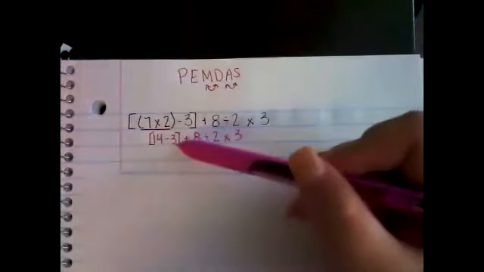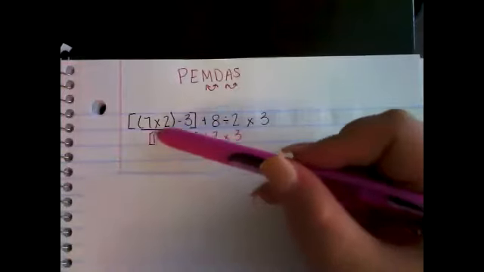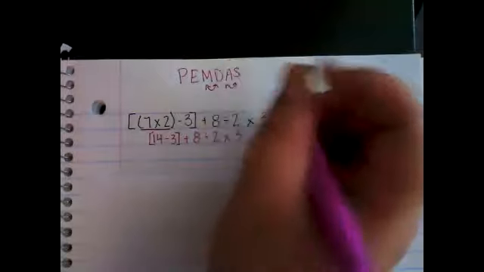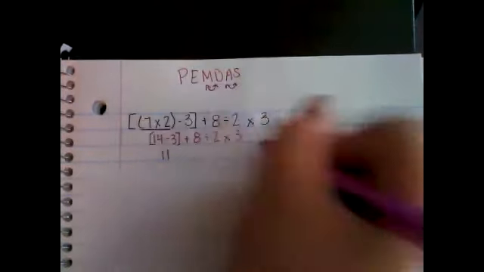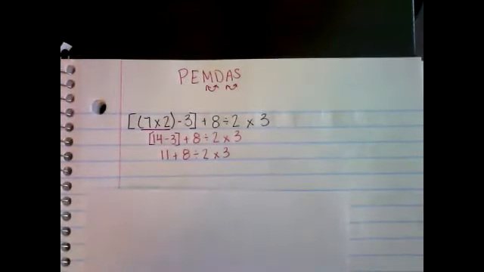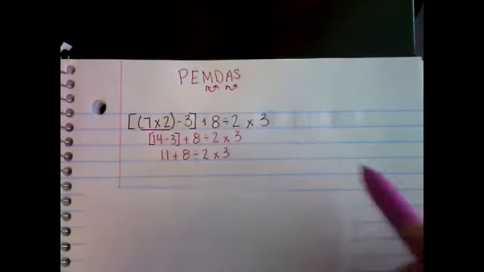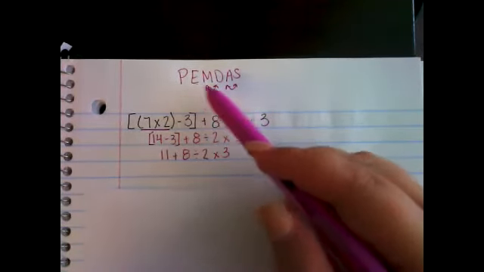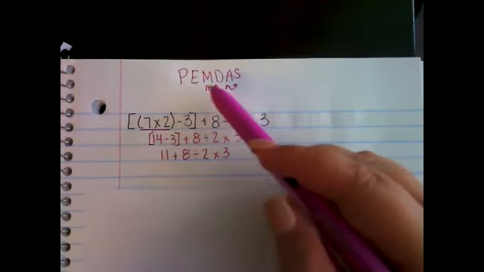I still have parentheses, so I'm going to continue in those brackets. 14 minus 3 is going to give me 11. Now I have 11 plus 8 divided by 2 times 3. Now, I've solved my parentheses. There's no more parentheses left. I don't see any exponents, so I'm going to go ahead and go to multiplication and division.